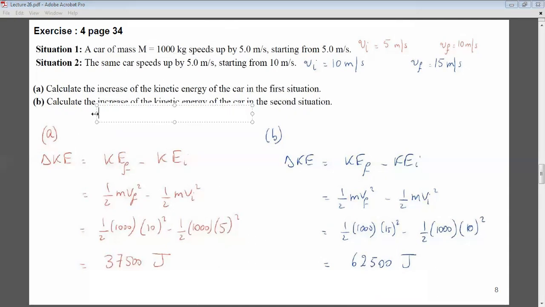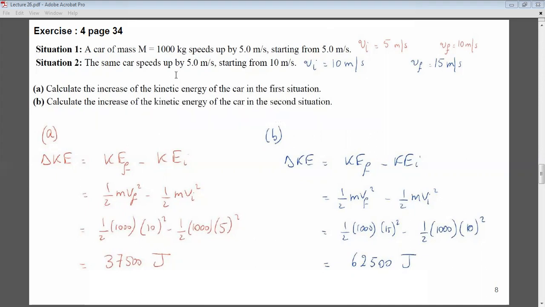So just remember, an increase or decrease in a quantity is delta quantity. Okay. So if they ask me to calculate the increase in the velocity, this will be delta velocity. So this is information you need to keep in mind.